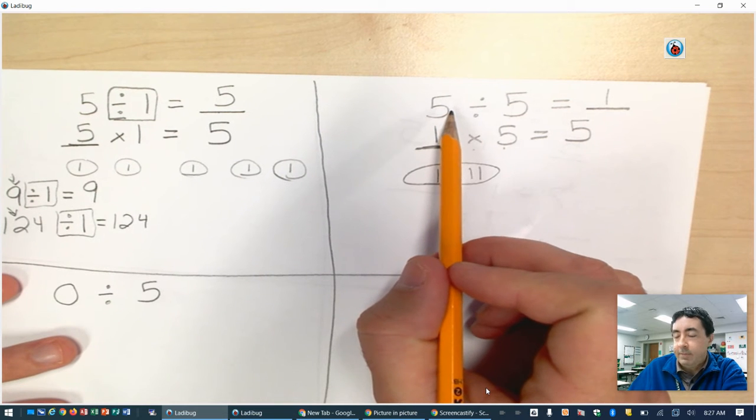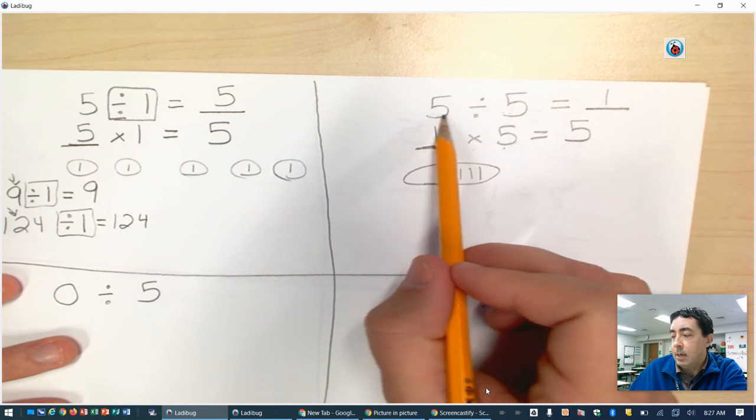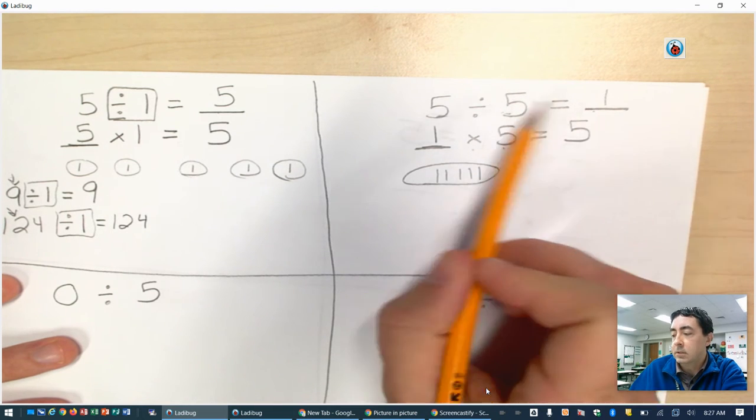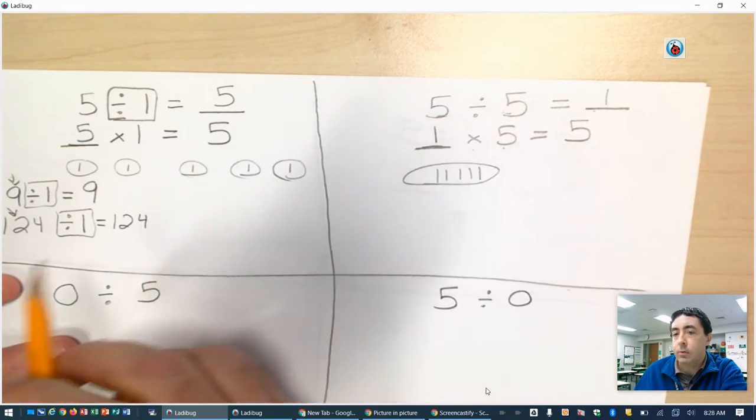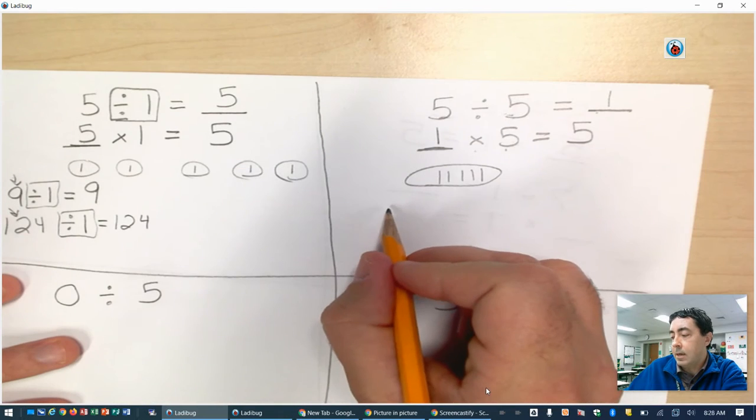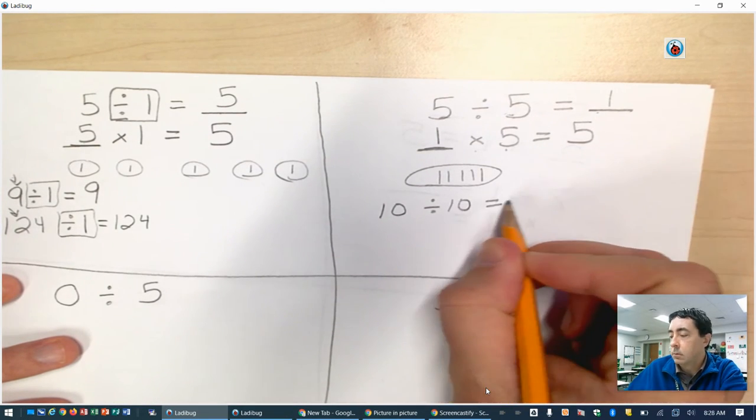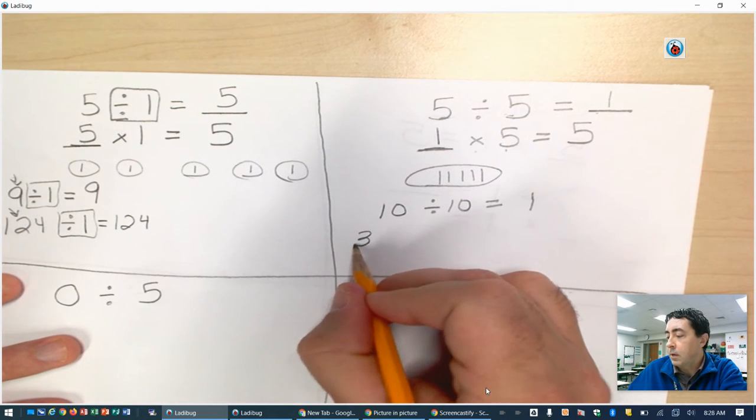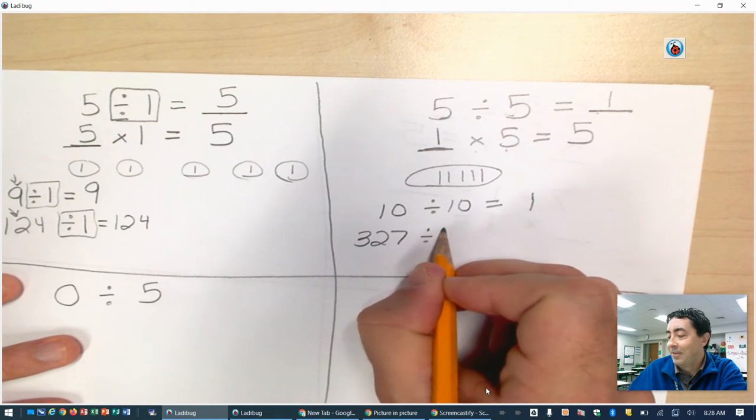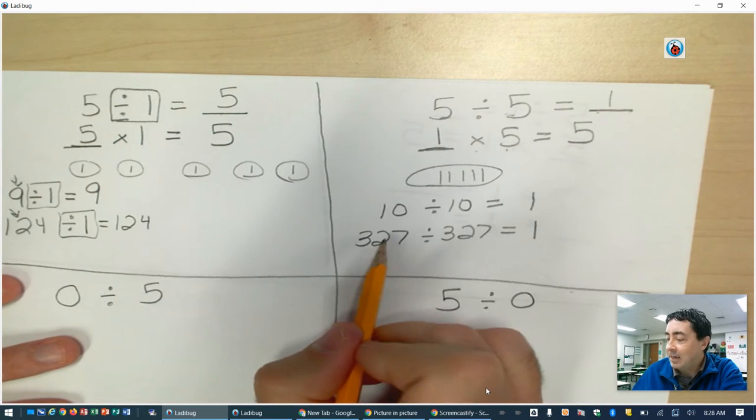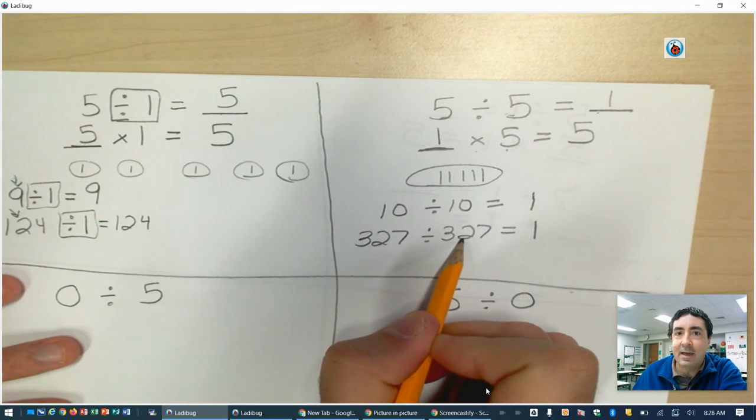Basically, the rule of this is if I divide by the same number, I get 1. As long as these numbers are the same, the answer is going to be 1. Let's look at a couple of examples again. 10 divided by 10 equals 1. 327 divided by 327 equals 1. Any number in the world divided by itself equals 1.